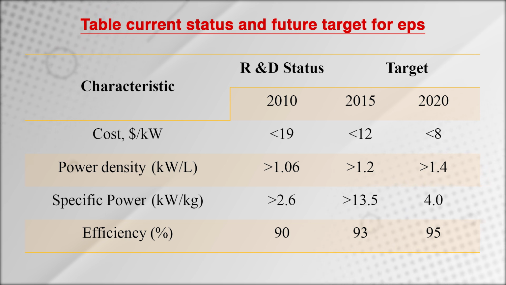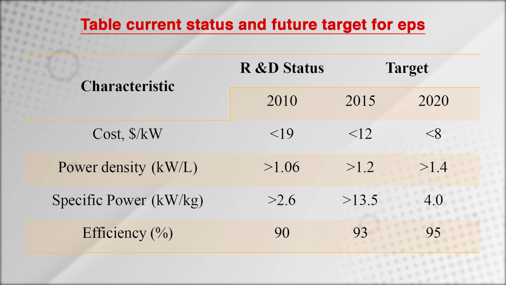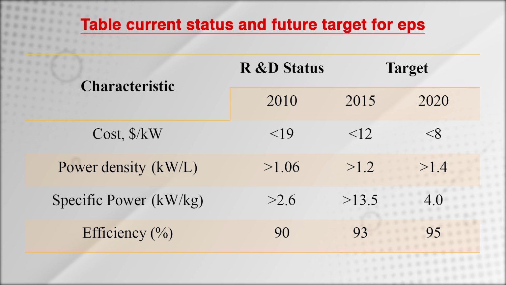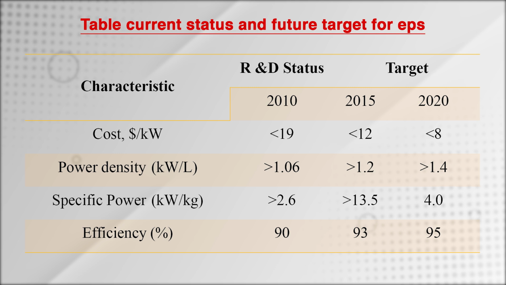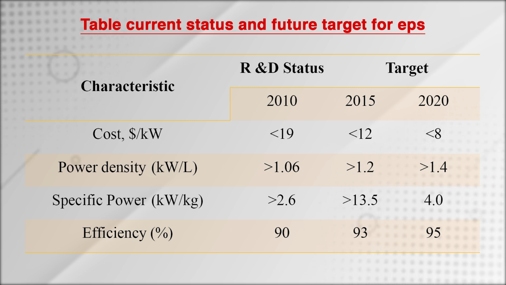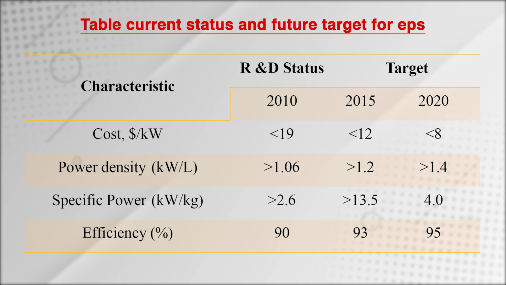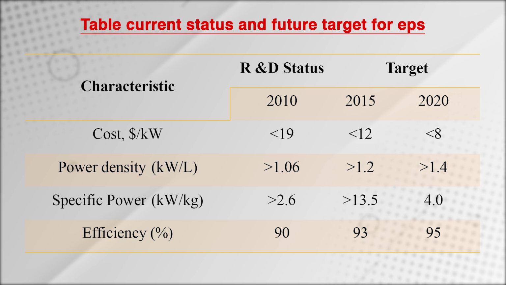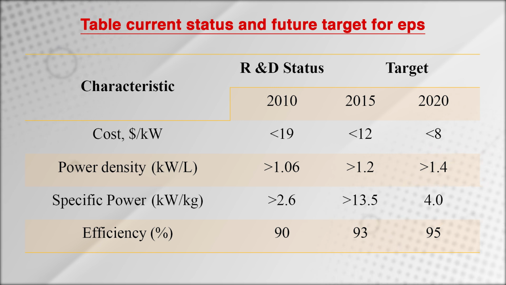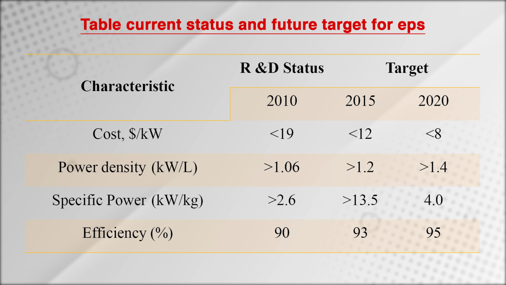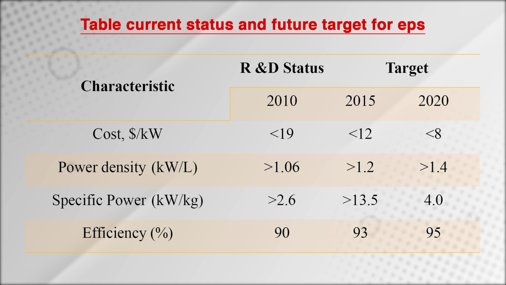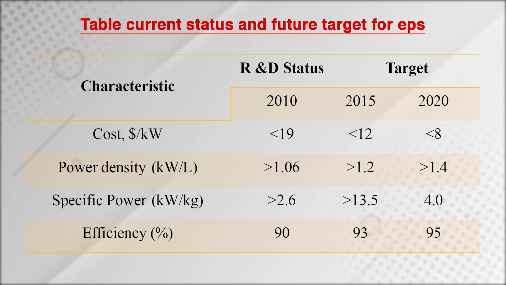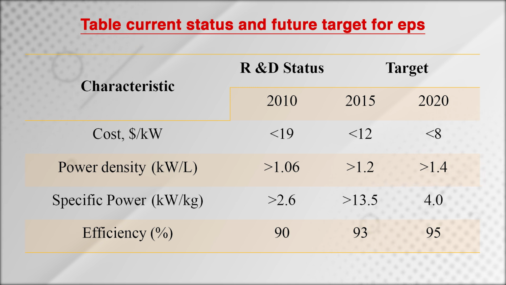In 2010 it was somewhere around greater than $19, and now by 2020 it is less than $8, and it might be possible we have a significant reduction by 2030. Another thing one can notice is the power density. It has to increase over a period of time. So, in 2010 the power density was somewhere 1.6, and now we are having power density more than 1.4 per kilowatt per liter.